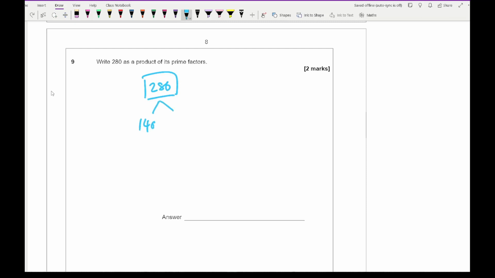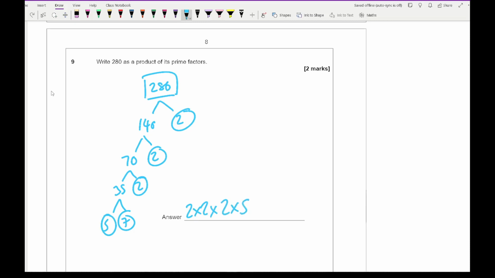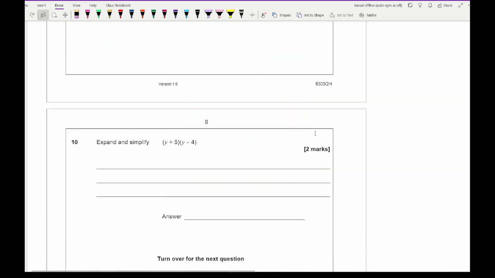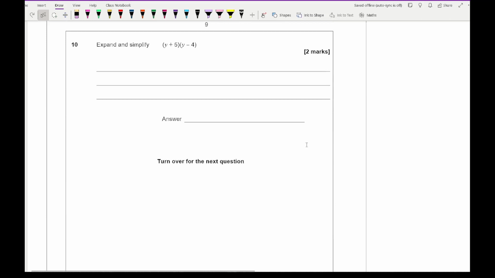Now your factor tree might be completely different to mine. Remember that when you're doing a factor tree, you think of two numbers that multiply to give you the number above, but circle any prime numbers. So I've got 70 and 2, 35 and 2, and then 5 and 7. And so the answer for this is 2 times 2 times 2 times 5 times 7, or I can write it as 2 cubed times 5 times 7, and that would be fine. I think you'd get marks for both because it doesn't say to give your answer in index form or using powers.